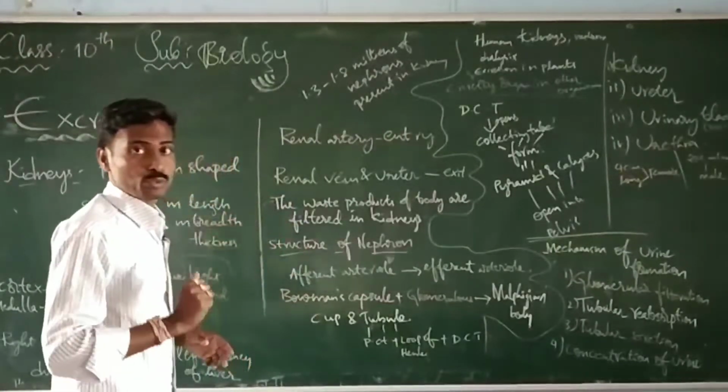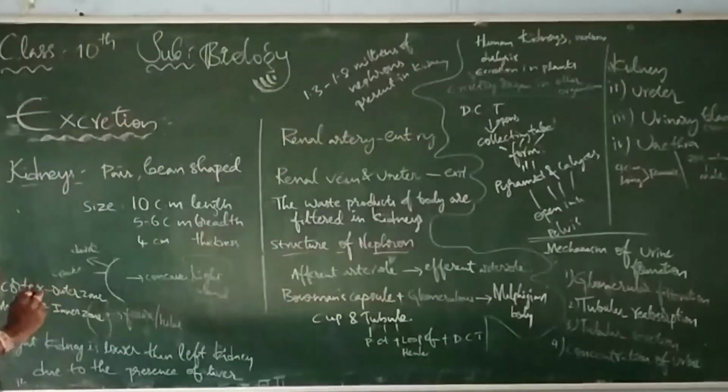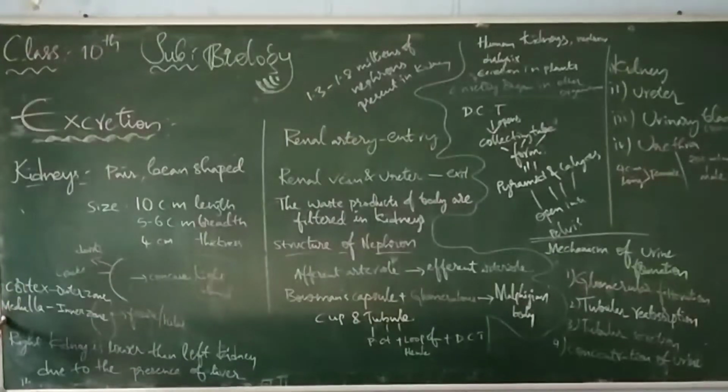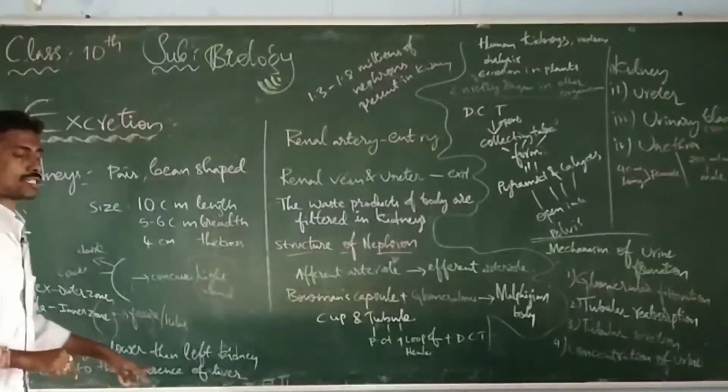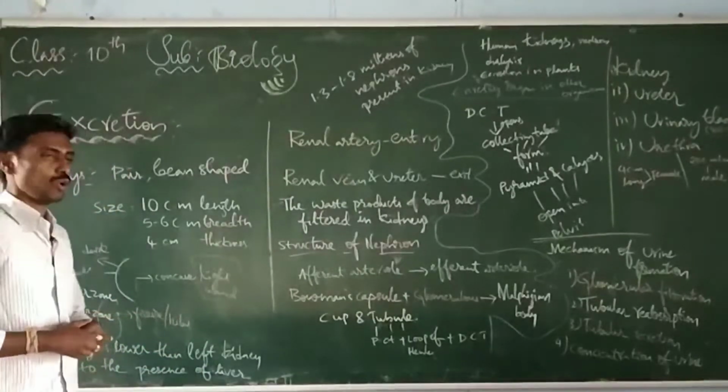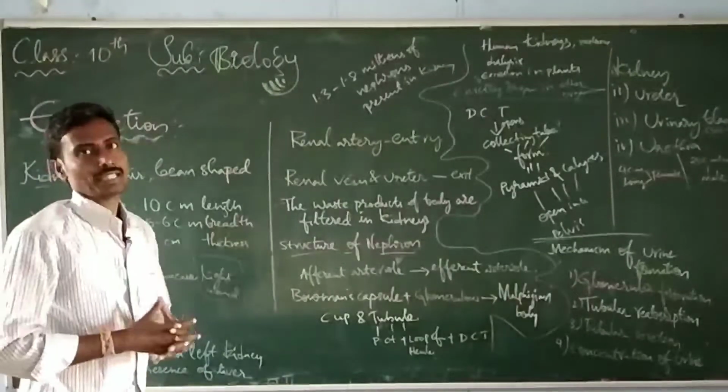One more thing I would like to remind you here. The right kidney is somewhat lower than the left kidney. Do you know why? Here we observe the presence of the liver. That's why the right kidney is lower than the left kidney.